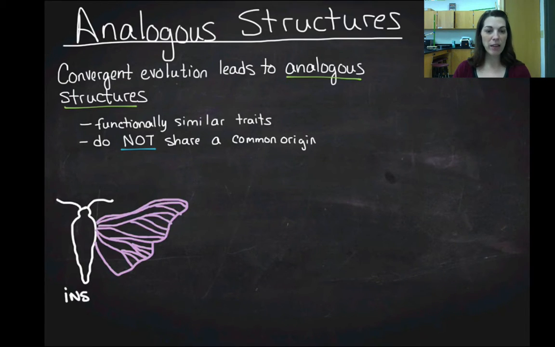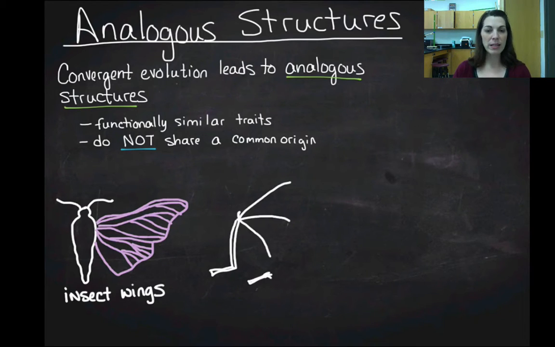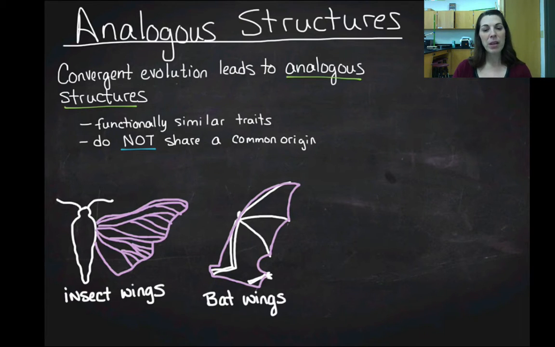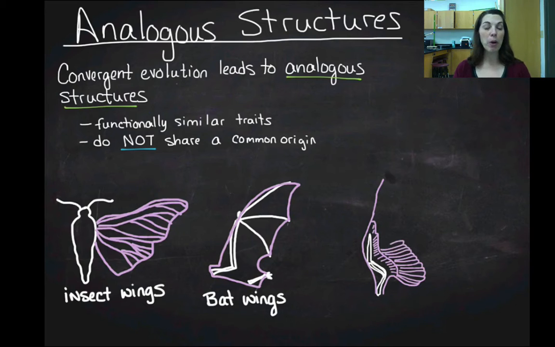So here I have a wing of a butterfly, so insect wings, right? Well, we also see wings in some mammals, right? Bats, bat wings. And clearly, not all insects have wings and not all mammals have wings. So the common ancestor between insects and mammals did not have wings. Wings arose independently in insects and in bats. And obviously, it also evolved independently in birds. So that's an example of an analogous structure.